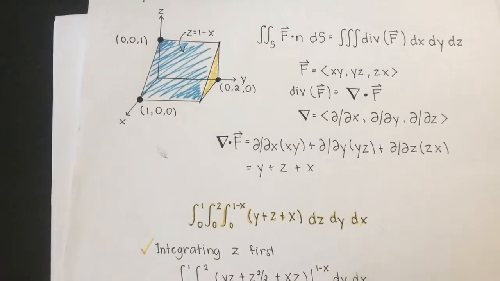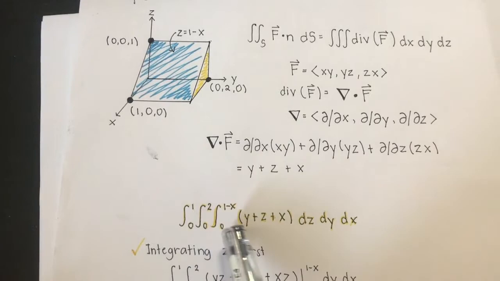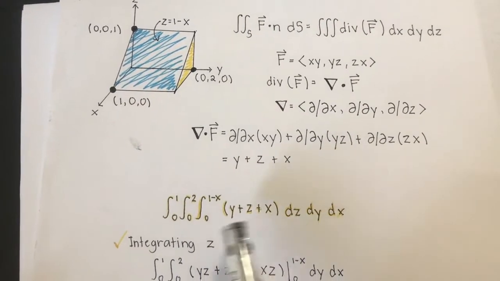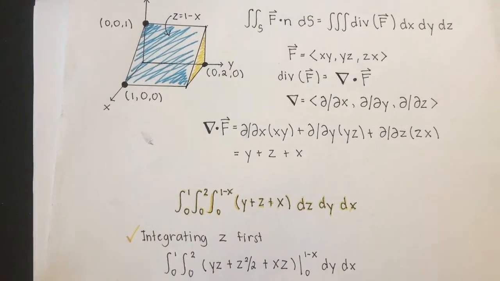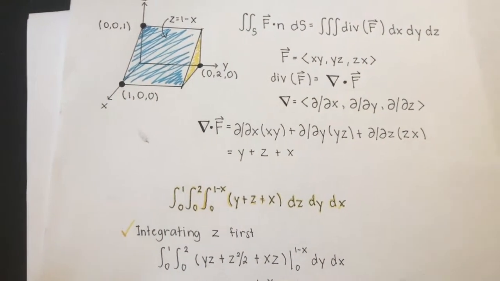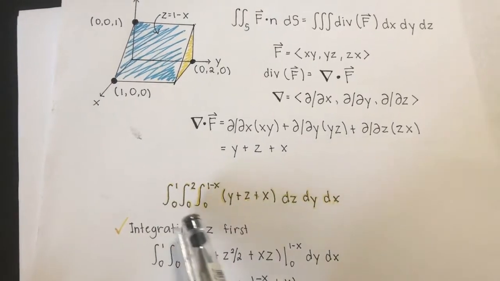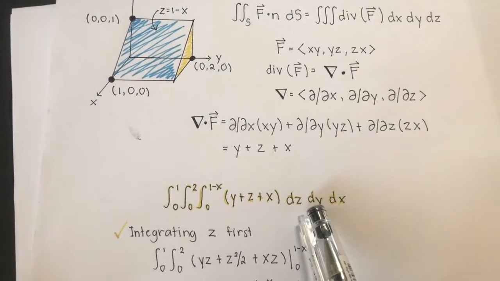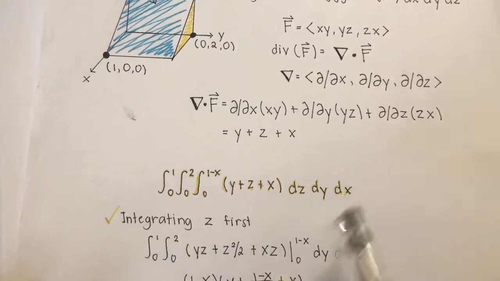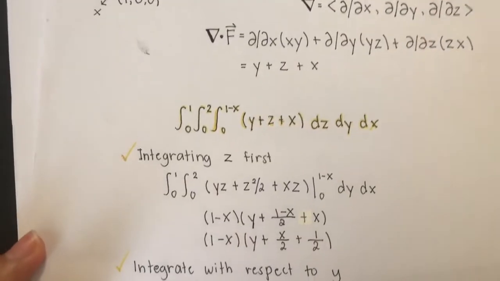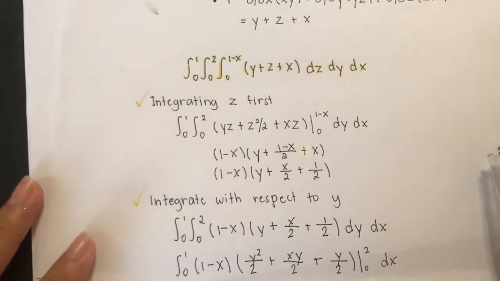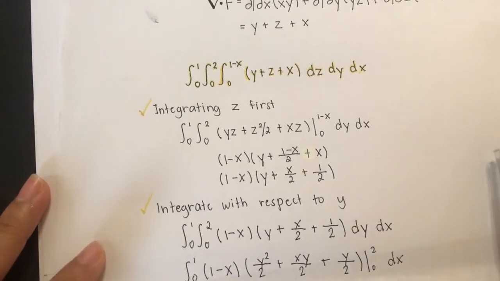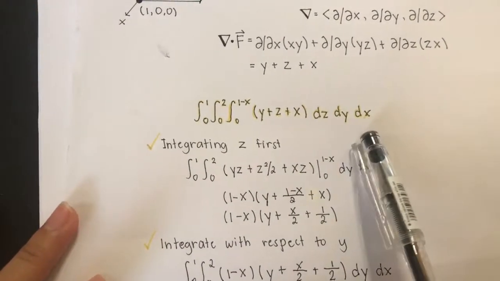One simple way to express these bounds is integrating z first, letting it run from 0 to 1 minus x. Now we don't have any more complicated bounds, so we can integrate y from 0 to 2 and x from 0 to 1. So our integral ends up being the integral from 0 to 1, from 0 to 2, the integral from 0 to 1 minus x of y plus z plus x dz dy dx.